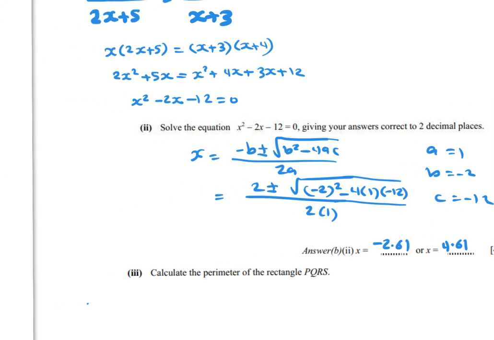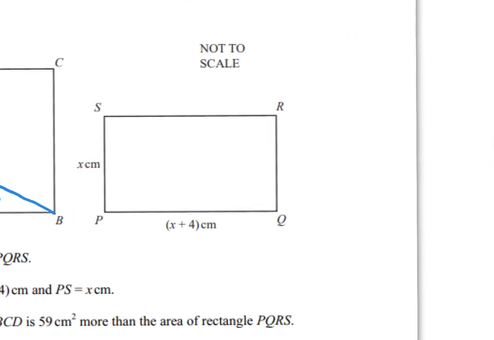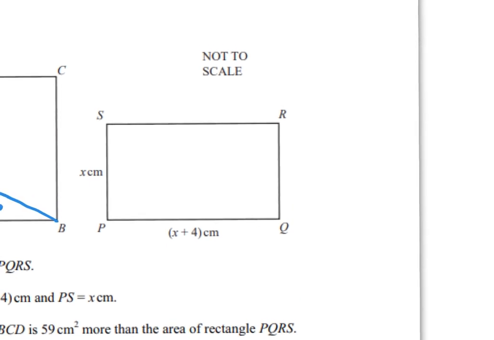Then later we need to find the perimeter of the rectangle BQRS. We have two values for x. Of course, we cannot use the negative value, so we will use the positive value, which is 4.61. So x is 4.61, and the length will be 4 plus 4.61, which is 8.61. To find the perimeter, 2 lengths plus 2 widths. So 2 times 4.61 plus 2 times 8.61.